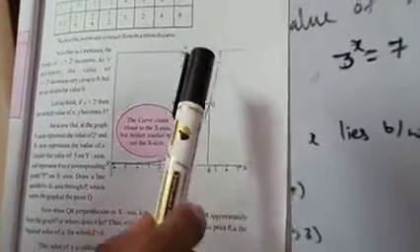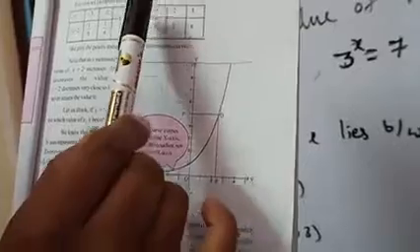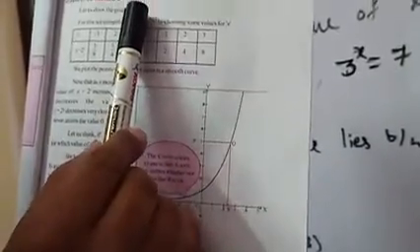Okay now. If you see here, where is the y value 5? What we have to get: y equal to 2 power x, and y should be 5.